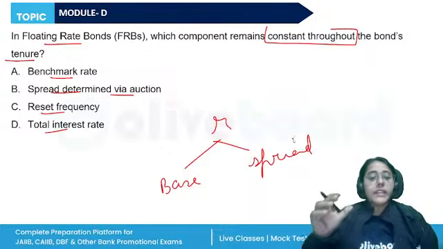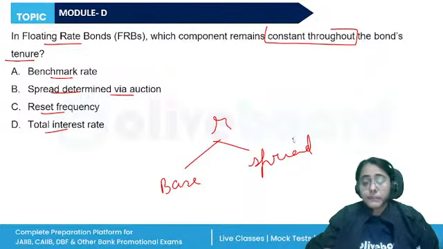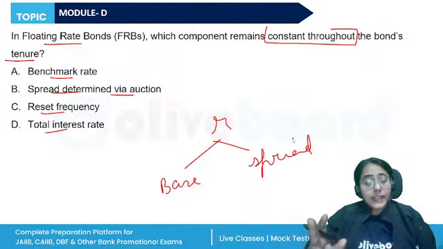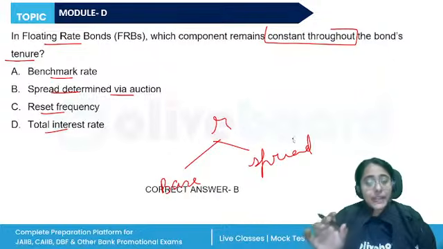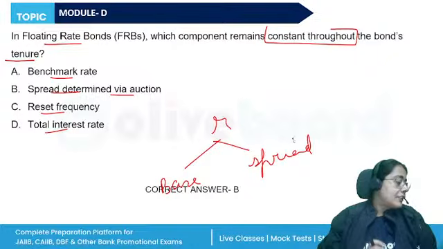Okay, so when we are investing in the floating rate bond, we will consider what is the benchmark rate, the spread, the amount of shift in the rate over and above the benchmark, and the reset frequency. The thing that remains stable, the name itself tells us, is the spread, which is determined via the auction. There's the base rate which changes and the fixed spread. The spread is determined via auction and it remains stable right up to the maturity.